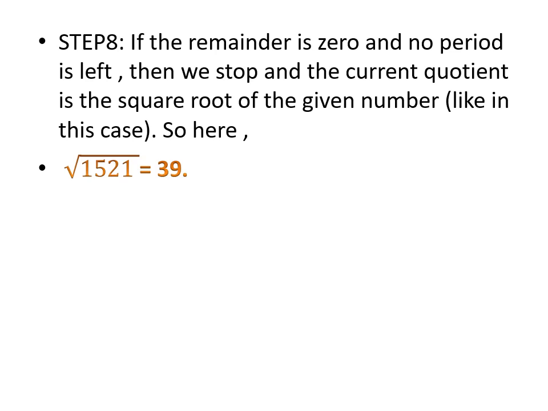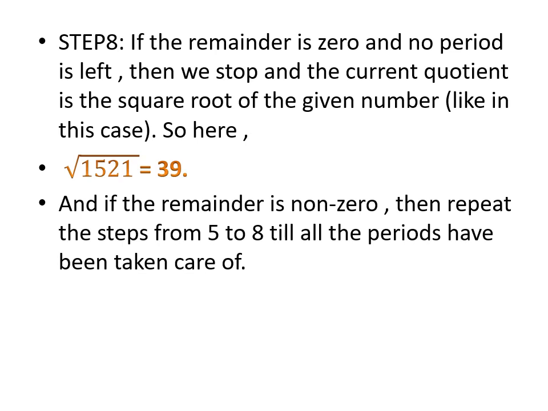Now step 8: here we got the remainder 0. No period is left. That means we stop, and the current quotient is nothing but the square root of the given number. Like in our case, square root of 1521 equals 39.